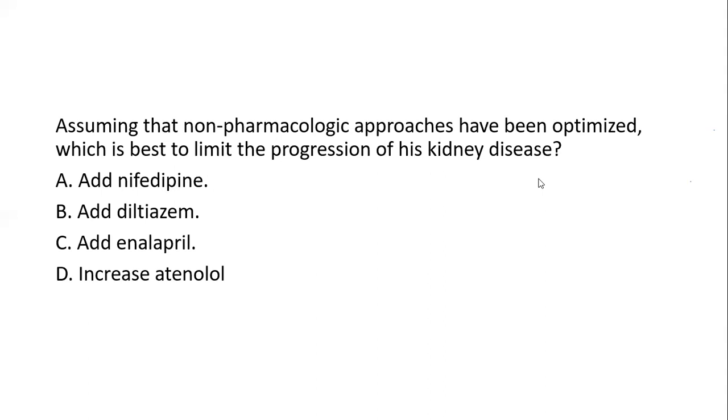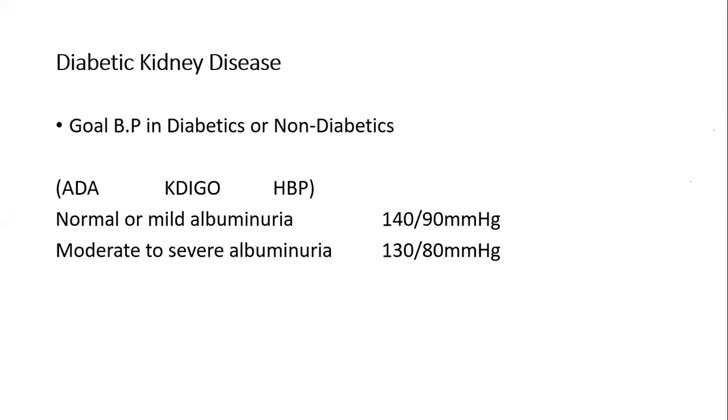So we assume that the non-pharmacologic approaches have been done. Now we need to limit the progression of the kidney disease. We need to reduce albuminuria. We need to improve the functionality of the kidney and stop the process of fibrosis. So what should we do? Should we add nifedipine? Should we add diltiazem? Should we add enalapril, or increase the existing atenolol that he's taking for blood pressure? What should we do? Now we'll step into the interesting part of CKD.